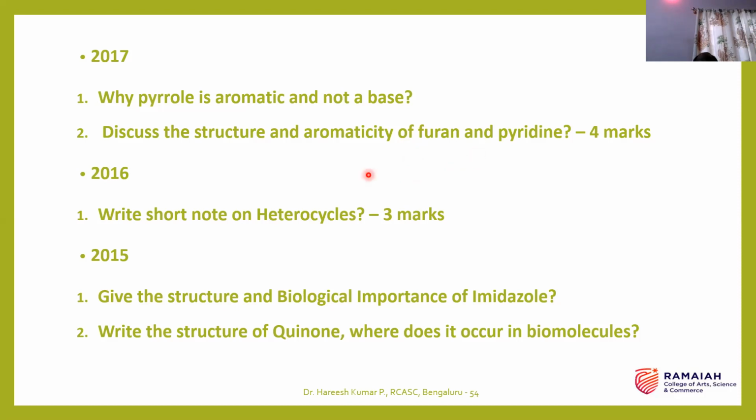That is the reason it's aromatic, and you have to write the structure. And pyridine is also the same thing, but here the lone pair present on the nitrogen is not free. That you have to mention. Here also you can mention cyclic, planar, conjugated, undergoes electrophilic substitution and obeys Huckel's rule. So both points you can write.